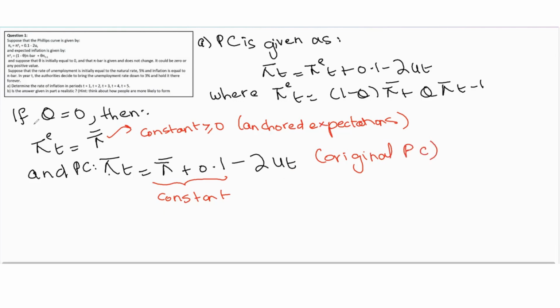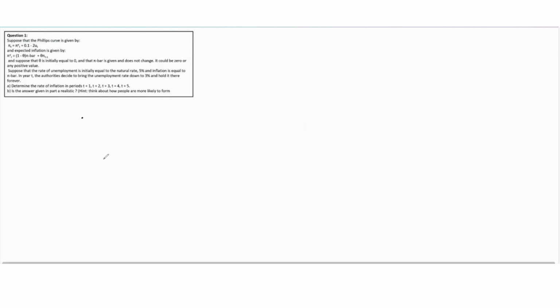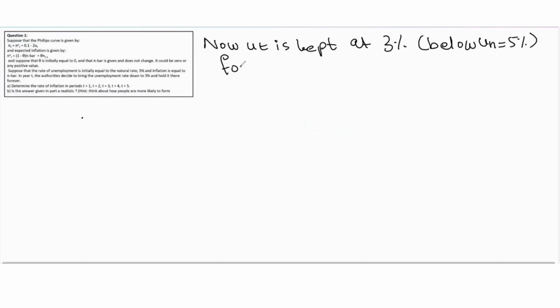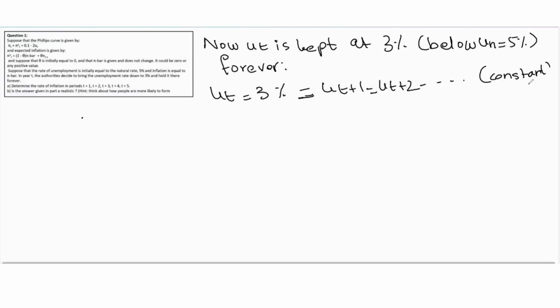So now what happens is, let's continue. We saw originally the PC. So now they say u t is kept at 3%, below u n, which is 5%. So you're keeping unemployment below the natural rate of 5% forever. What does this mean? This means that u t is equal to 3%, which is equal to u t plus 1, which is equal to u t plus 2. So this is just constant.